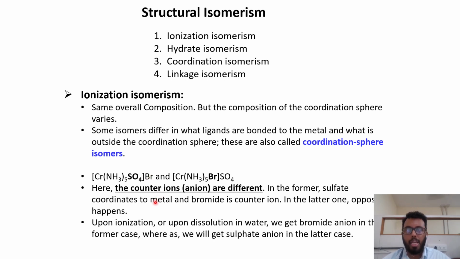To keep it simple, in ionization isomerism, the counter ions are different. In the former, the sulfate coordinates to the metal and bromide is the counter ion. In the latter one, the opposite happens. Upon dissolution in water, we get bromide ion in the former case, whereas we will get the sulfate anion in the latter case. So when you write this essay type question, just write about what ionization isomerism is, give these two examples, and mention the difference. The counter ion should be different. That is the key point, so don't miss that one.